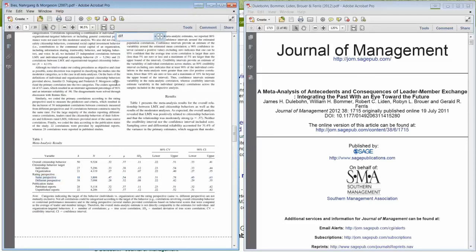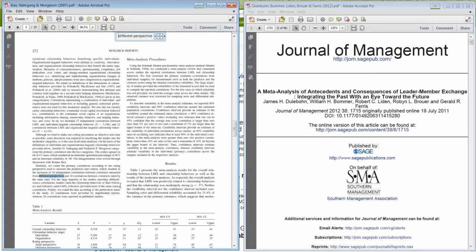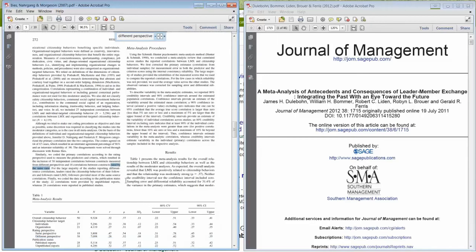We probably want to start actually by going to the top of the page. So typically what I will do is close that find button, go to the top of the document, and type different perspective so that we can understand what is being talked about here. And so this says that there were correlations between constructs measured from different perspectives. The same perspective was being rated by the same person. In other words, somebody rating themselves. Whereas a different perspective was when the followers were rated by their supervisors.